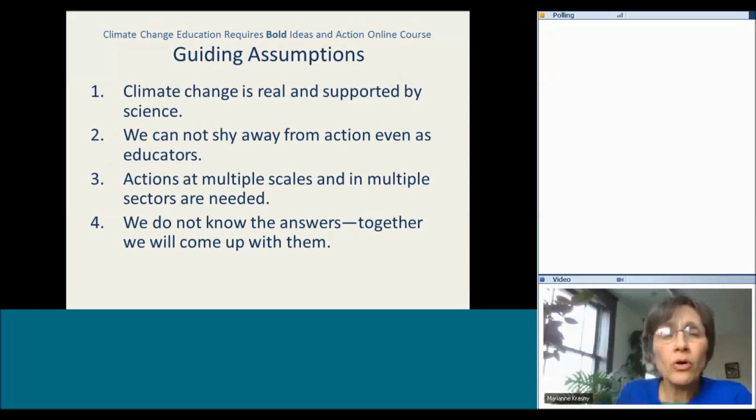So there are four assumptions that I'm going to go over today. One is that climate change is real and supported by science. These are the assumptions of the course.